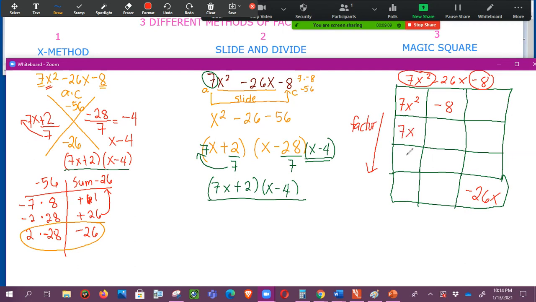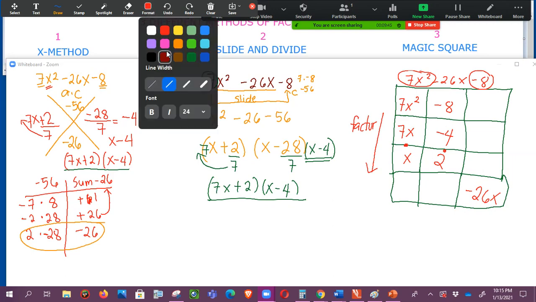So 7x times x will give you 7x squared. So going up, you need to multiply and you should have this answer again. We're going to do it one more time for negative 8, and that will give us, for example, negative 4 and 2. 2 times negative 4 is still negative 8. Now, it depends on what we are targeting here. Remember, negative 26 is our determinant. We don't know yet if our factors are correct.